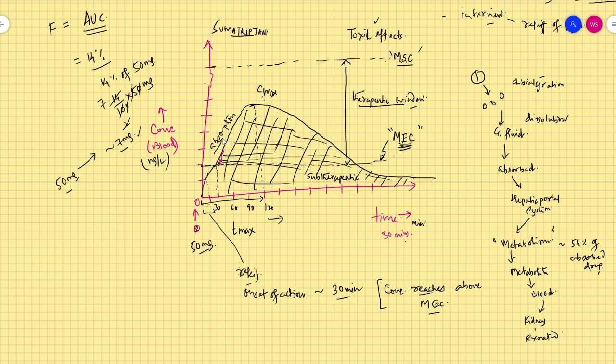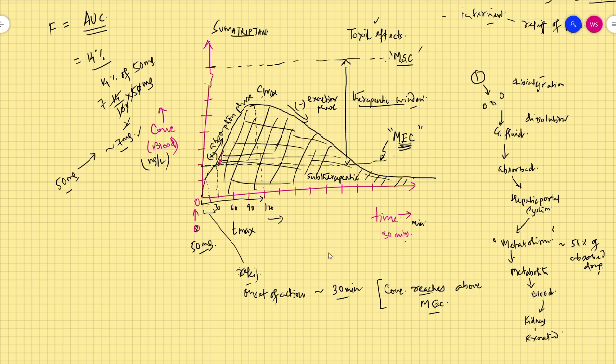Up to here it's increasing, and after reaching Cmax it's going to reduce. So why is it reducing? Because it's getting metabolized and it's getting excreted. Okay, so that is the excretion phase. So we have an absorption phase and we have an excretion phase. Okay.